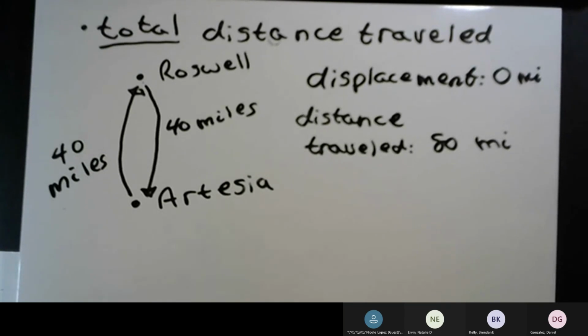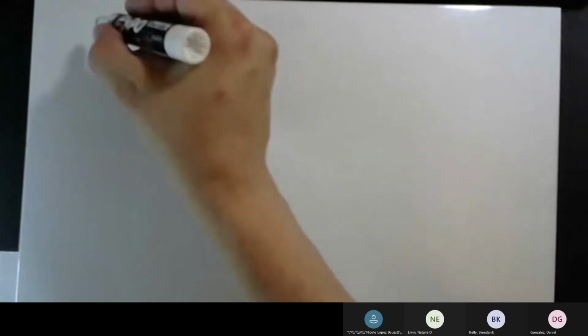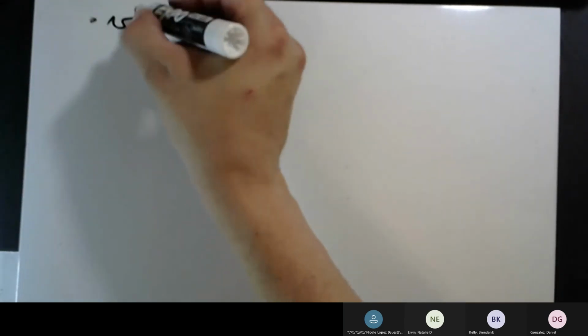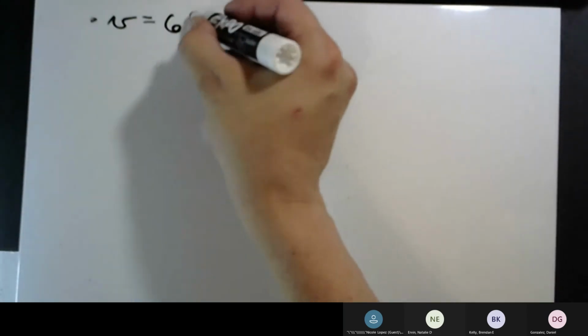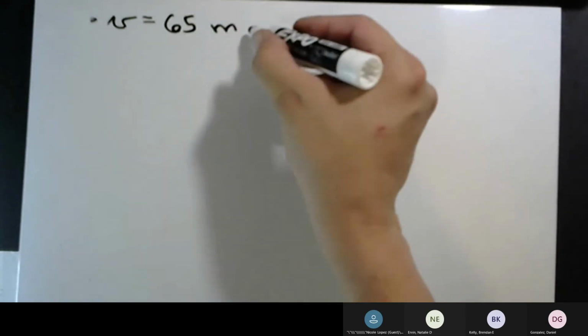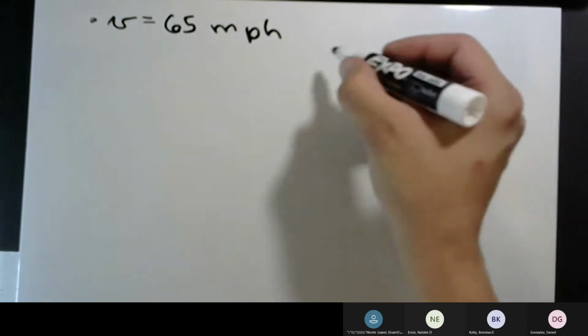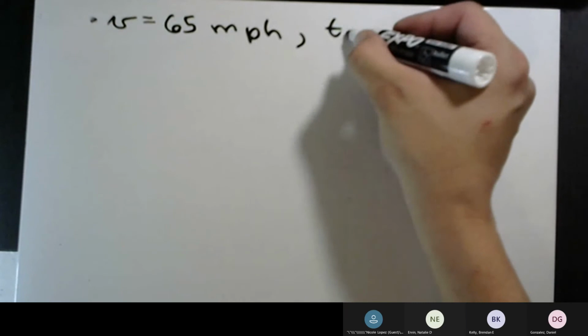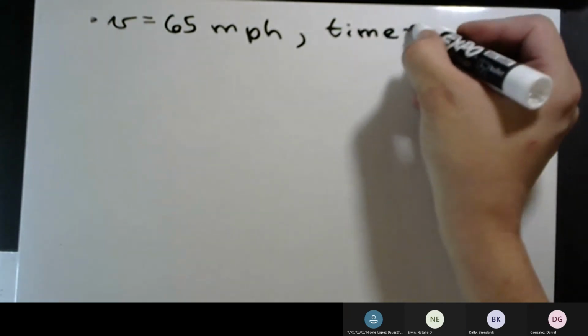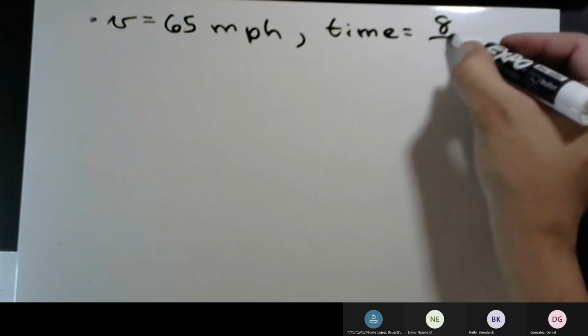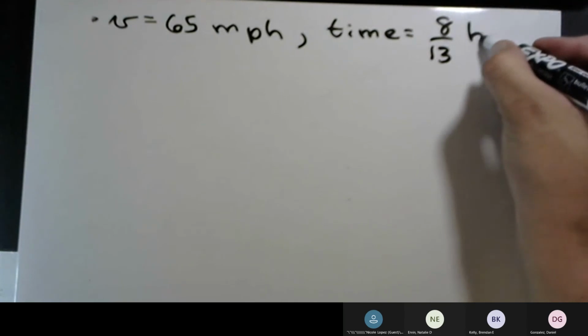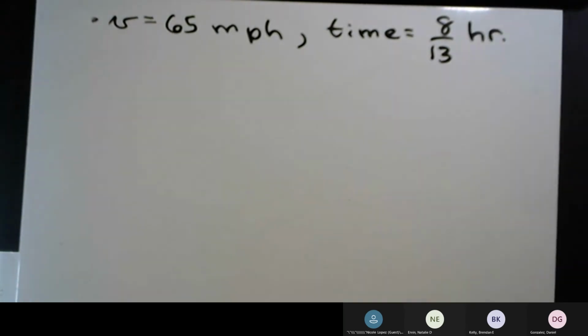Now, let's suppose you've got the speed limit, 65, between Artesia and Roswell. So let's say the velocity is 65 miles per hour. And the time it takes is about 8/13 of an hour, a fraction of an hour.